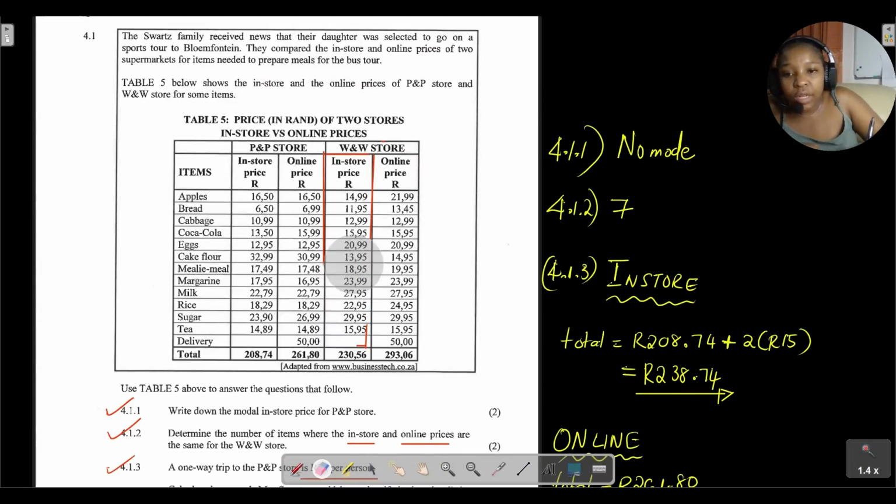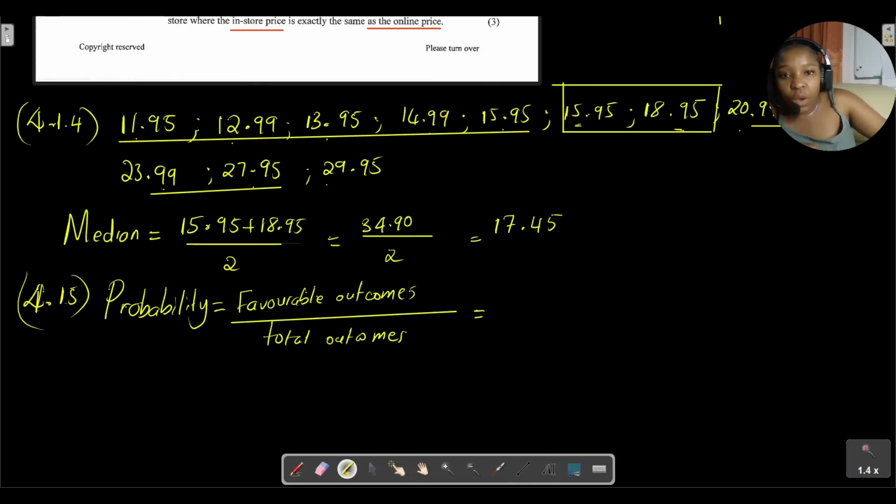So we're going to look at the P&P store. For the favorable outcome, we want to look out for the prices where they are exactly the same for the online and for the in-store. So we see that it's 1, where it's exactly the same, 2, exactly the same, 3, exactly the same, 4, exactly the same, 5, exactly the same, 6. So the favorable outcomes, where the in-store and the online prices are the same, is 6 divided by total outcomes.